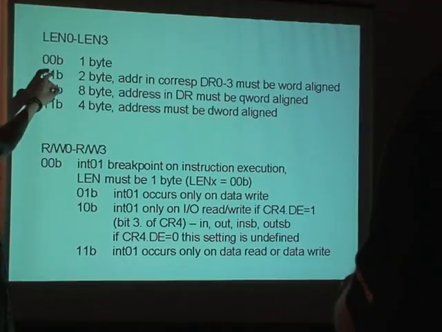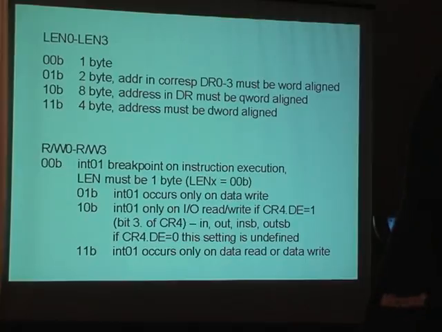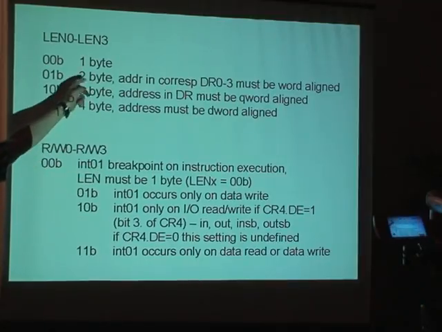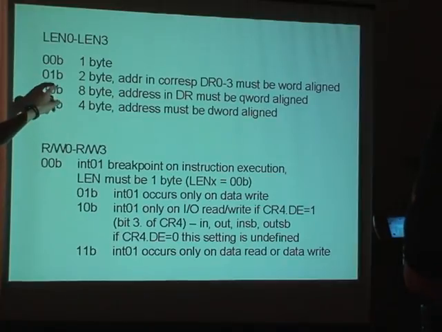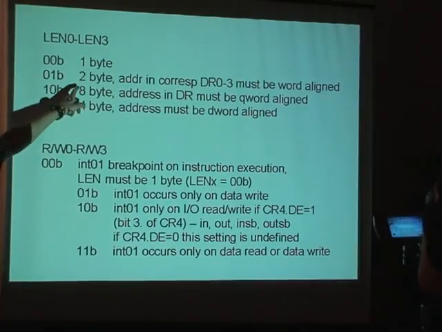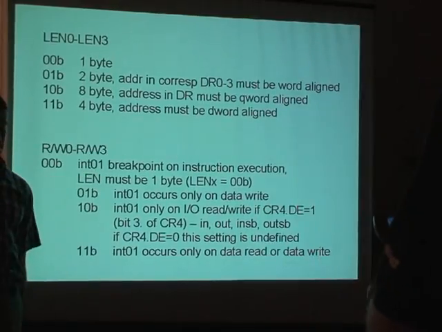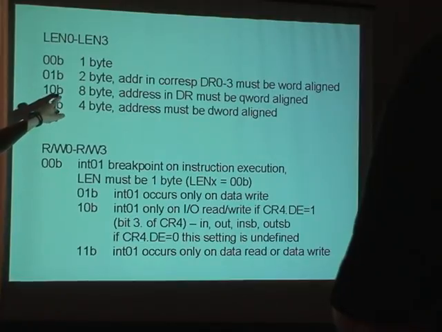For setting the length, we need to set 2 bits. If both bits are 0, then the length means 1 byte. When bit 0 is set, it means 1 word size, and the address must be word aligned. This looks like a mistake, but this is right.